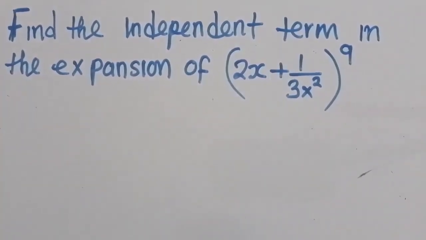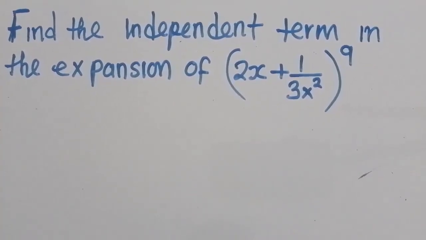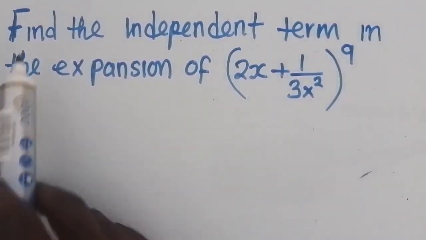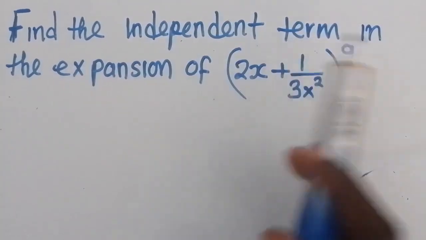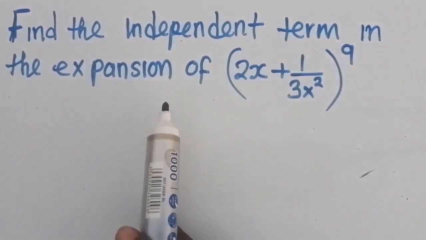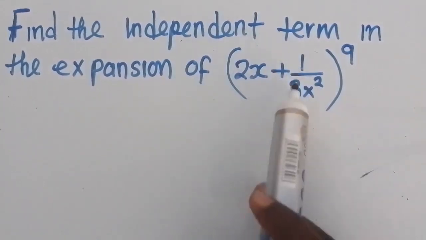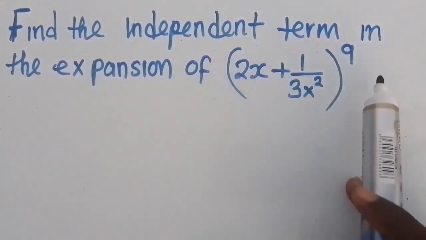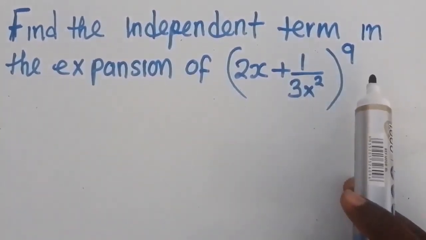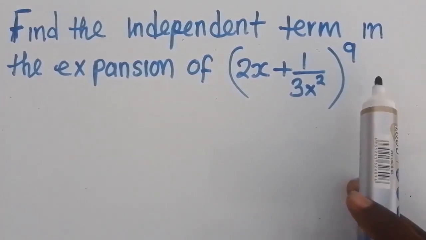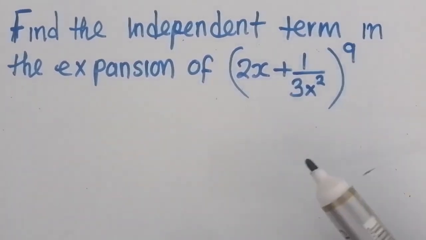So we've got this question that we want to answer. This is binomial expansion, finding an independent term. The question is saying, find the independent term in the expansion of (2x + 1/(3x²))^9. How can you find the independent term in this binomial expansion?